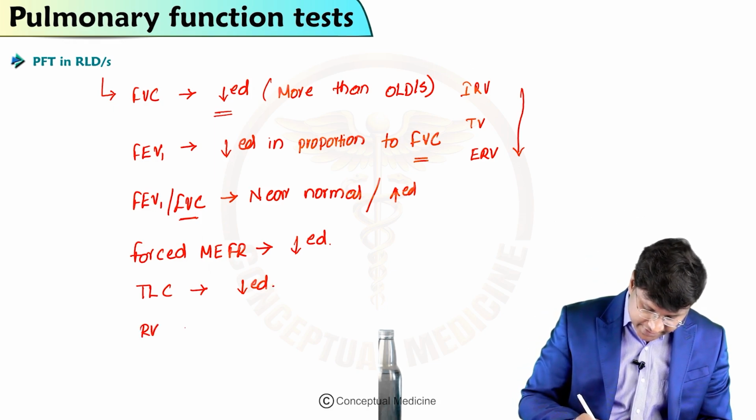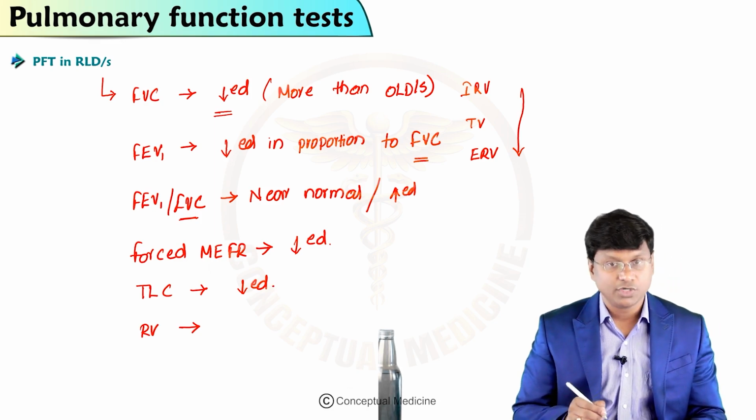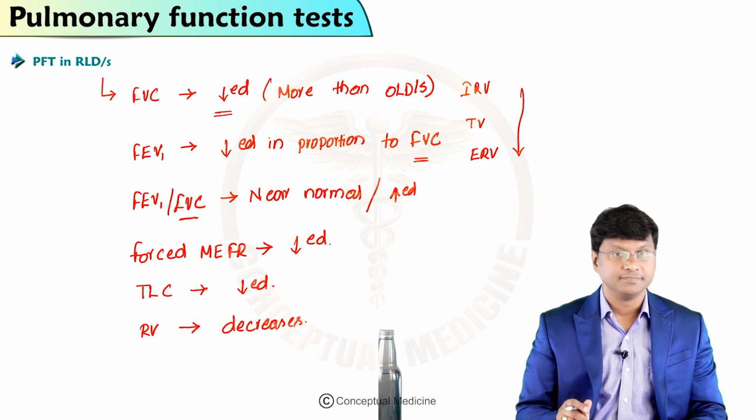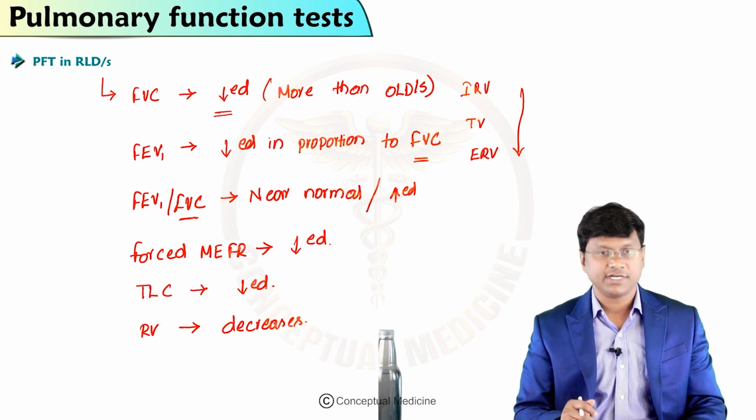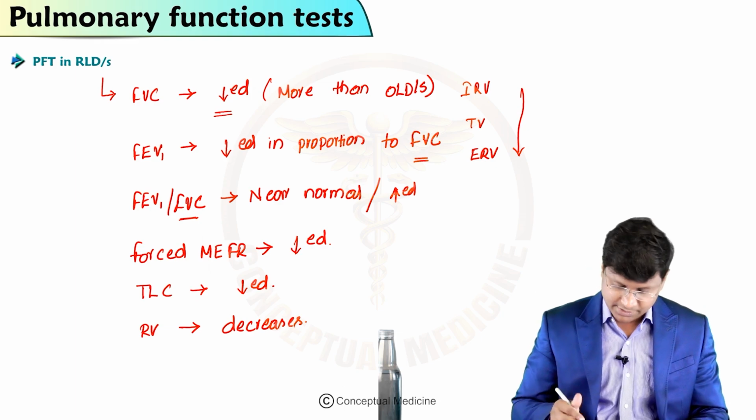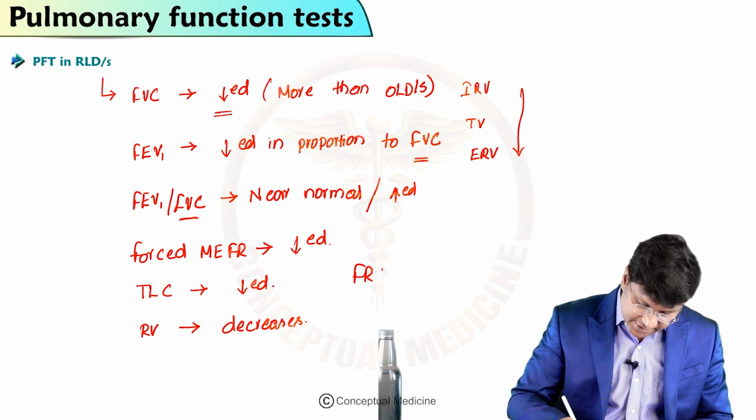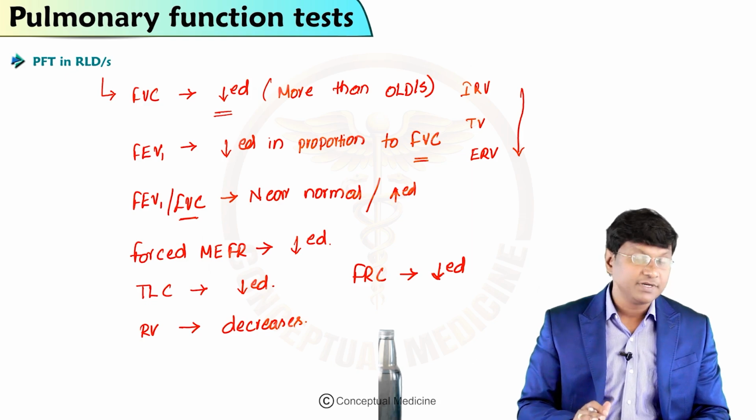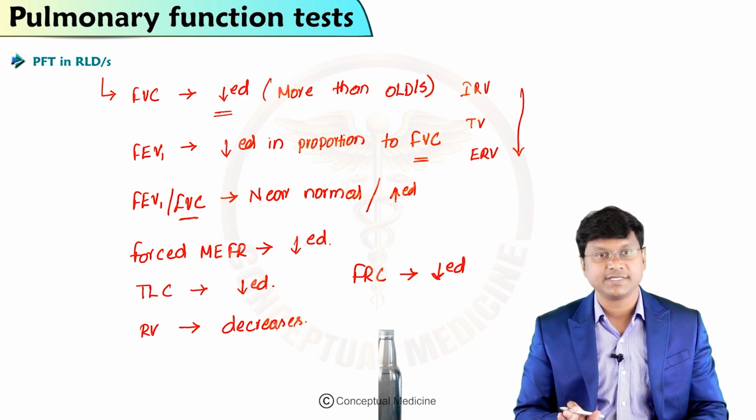And what will happen to your residual volume? Residual volume also generally decreases. I am using the word generally. Why am I using the word generally? I will discuss. So residual volume generally decreases, and functional residual capacity is also decreased. So this will be the pulmonary function test in the restrictive lung diseases.